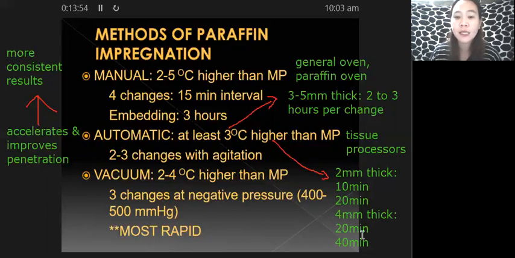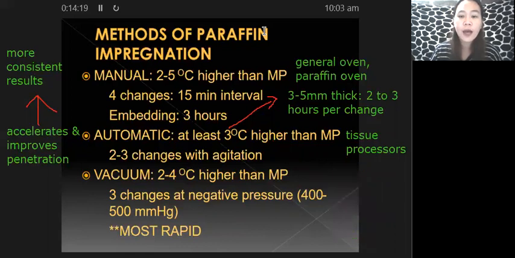4 millimeters thick, we have 20 minutes in the first paraffin and then 40 minutes in the second paraffin. Okay, so those are the recommended durations for automatic processing, considering the thickness of your tissue sample.